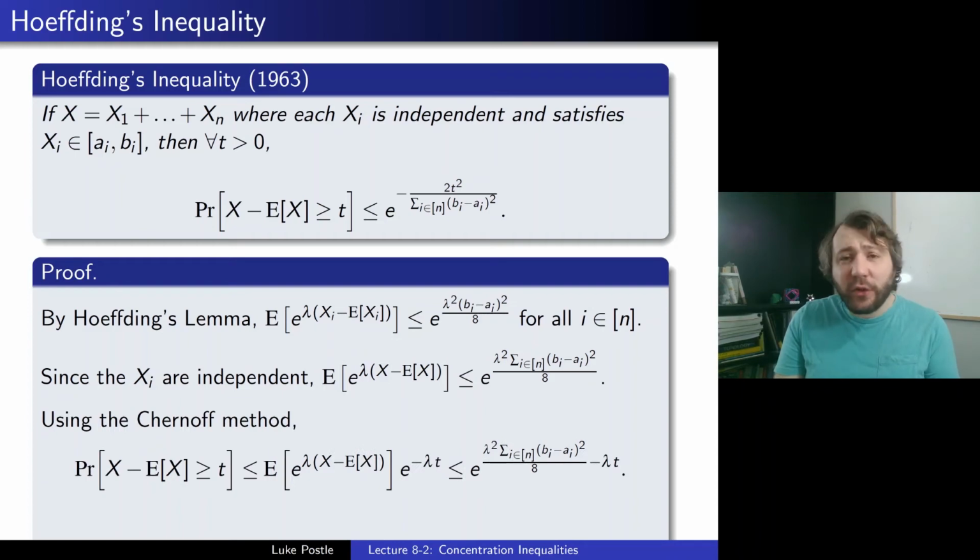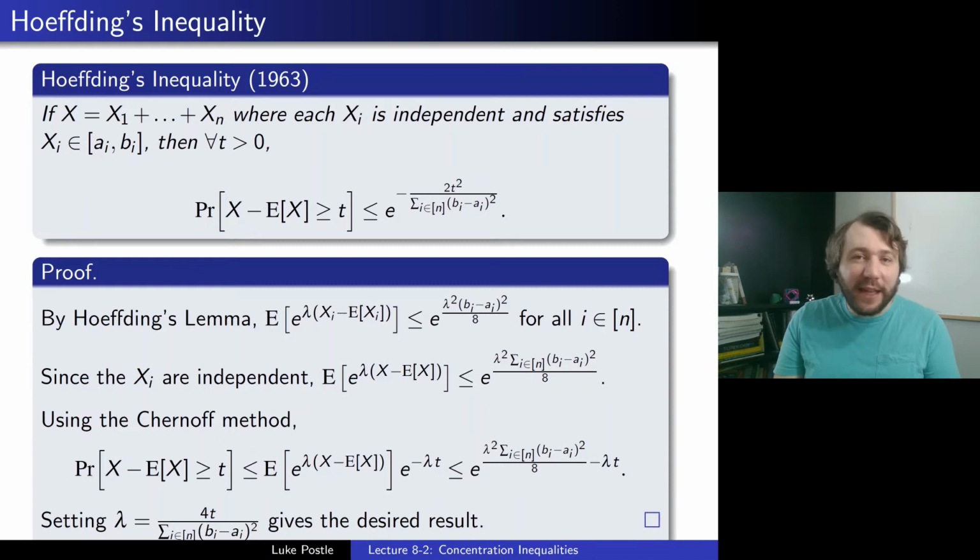And then using this Chernoff method, now that we have a nice upper bound on our exponential moment, we know that the probability that X minus EX is at least t is at most the expectation of e to the lambda (X minus E of X), divided by e to the lambda t, and then you rewrite that so you get an extra minus lambda t in the exponent there. And then you figure out what lambda minimizes this, so you'd set lambda to be 4t over the sum of the (b_i minus a_i) squares, and that would give the desired result.